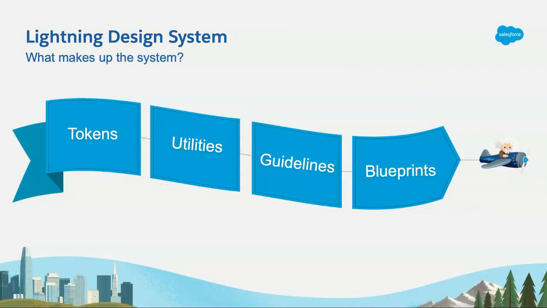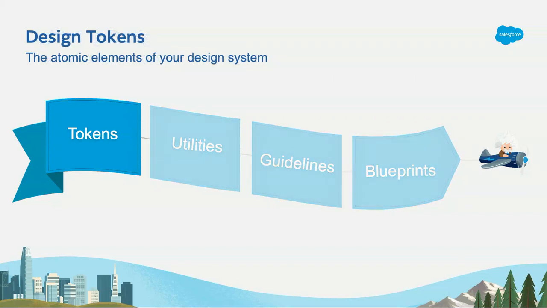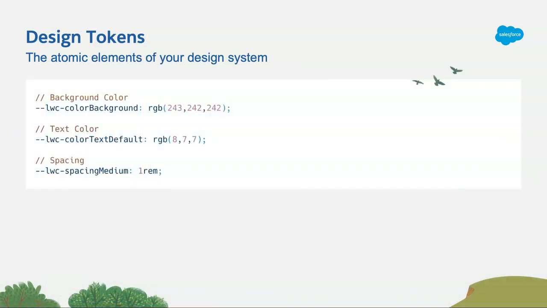So cool. Now we'll dig a little bit deeper and learn about the elements that make up our Lightning Design System. These primary elements are design tokens, utilities, design guidelines, and blueprints. Design tokens are the heart and soul of our design system. These atomic elements provide us a systemized approach to defining values such as properties such as color, spacing, and sizing.